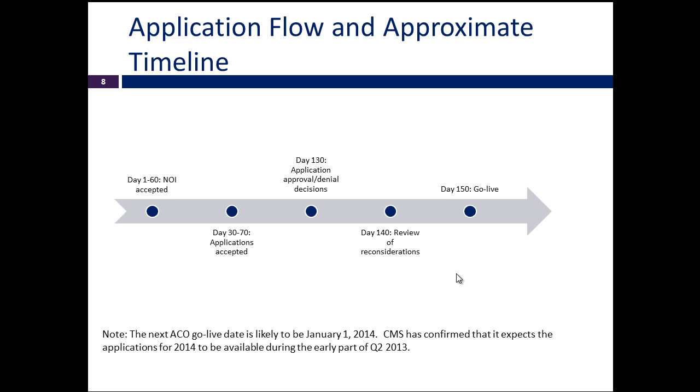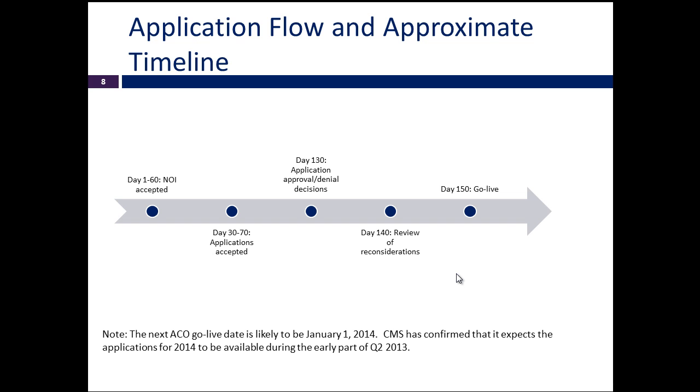In terms of the overall application process flow and the approximate timeline, the first step in the timeline is the filing of a notice of intent. Approximately 30 to 70 days after that, the application can be filed. The application denial or approval will come about 130 days after the notice of intent is first permitted to be filed, i.e. the initial permitted acceptance date for the notice of intent, because these applications open up in windows. 140 days later, there's a review and a reconsideration with regard to any denials. And then finally, the entire time span between the opening of the notice of intent period and the final go live is approximately 150 days, roughly.